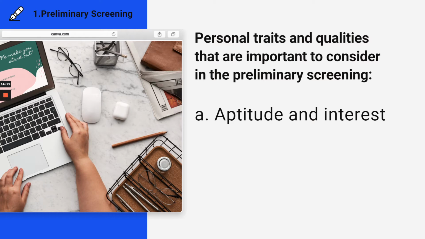The first one is the aptitude and interest. This indicates the natural abilities, the capacity for learning, and the desire to do certain things of the applicant. So diyan mo makita kung naa ba siya ability, naa ba siya capacity to learn, and naa ba siya desire to do certain things.